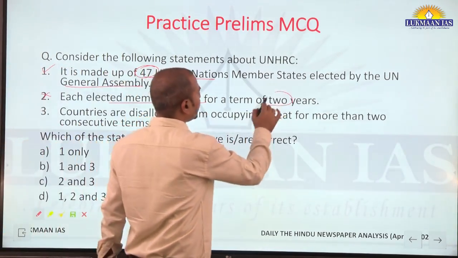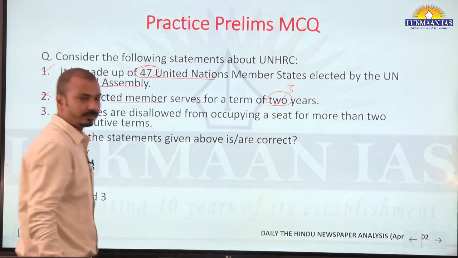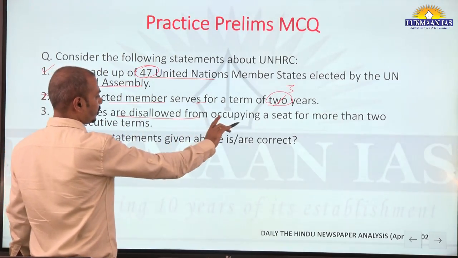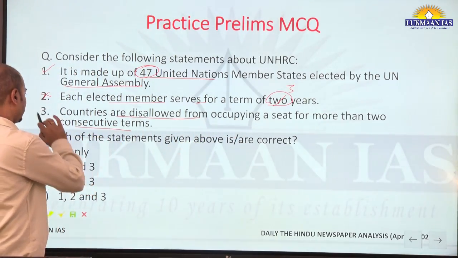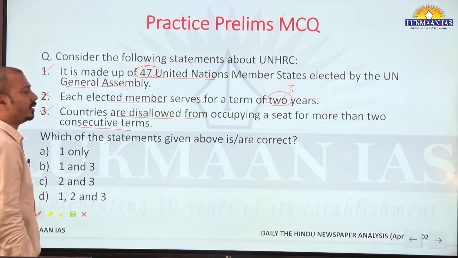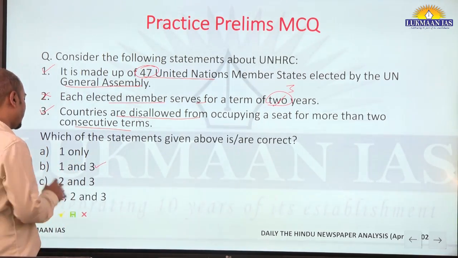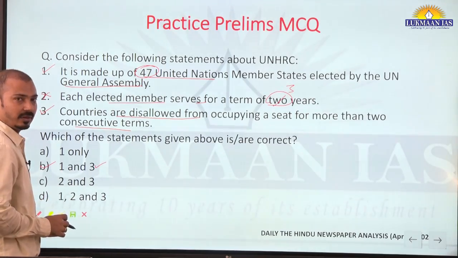It is not 2 years, rather it is 3 years, the term of an elected member. Then, the countries are disallowed from occupying a seat for more than 2 consecutive terms. This is correct. So statements 1 and 3 are correct in this particular question. So B should be the answer.